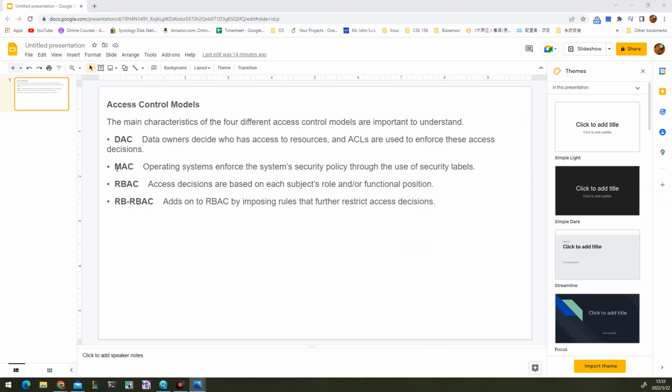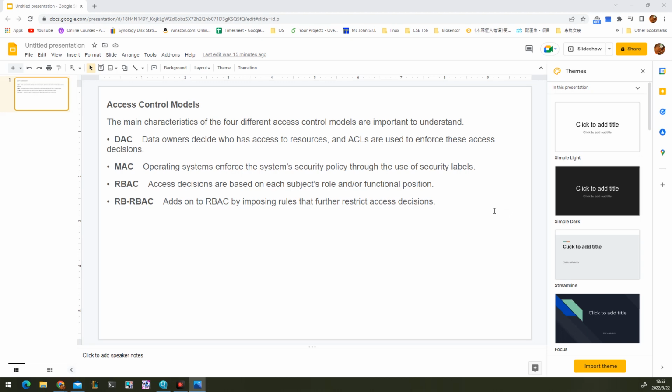And then MAC is where the operating system enforces the system security policy through the use of security labels. MAC, the mandatory asset control, is a predefined set of capability and access to information. It means who can share what information to whom. So it means the user A has a right to share the message to the user B.